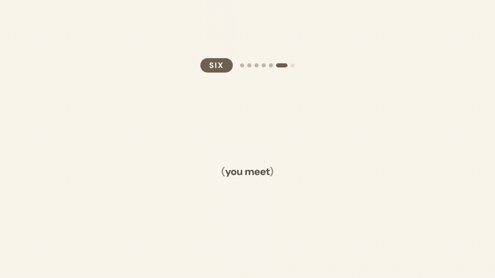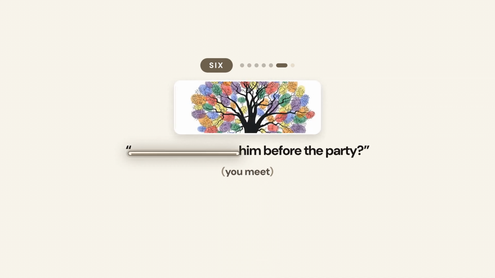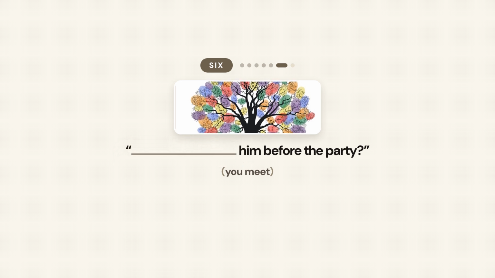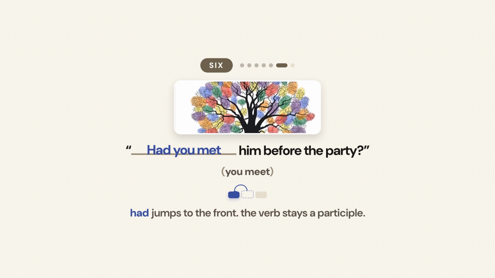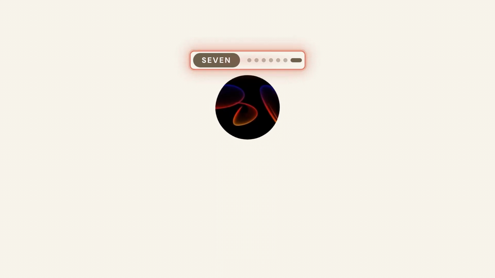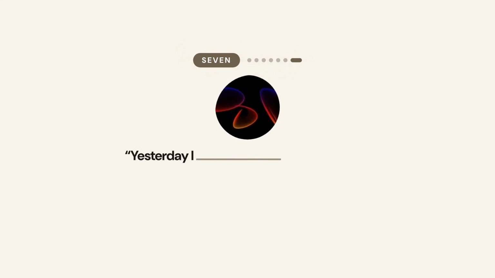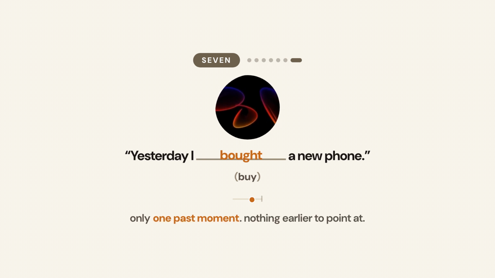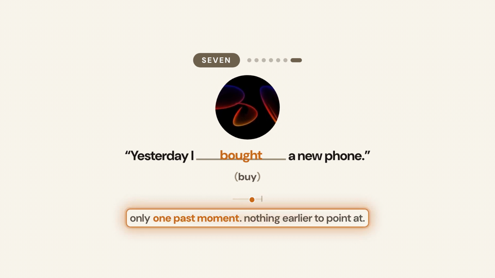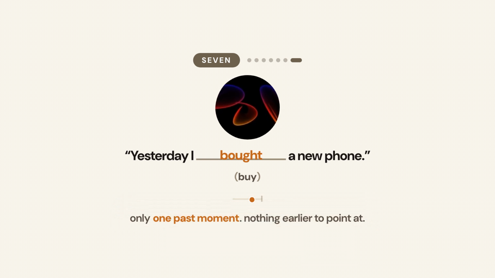Now a question form. ... you ... him before the party. Had you met? Had jumps to the front and the main verb stays as a participle. Last one, and this one is a trap. Be careful. Yesterday I... a new phone... bought. Simple past. There is only one past moment here. There is nothing earlier to point at. No second moment, no past perfect.